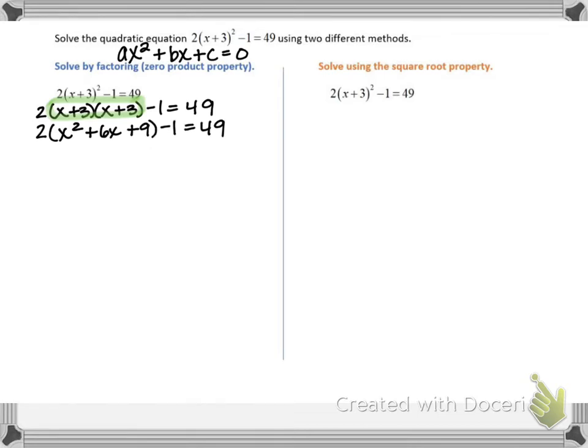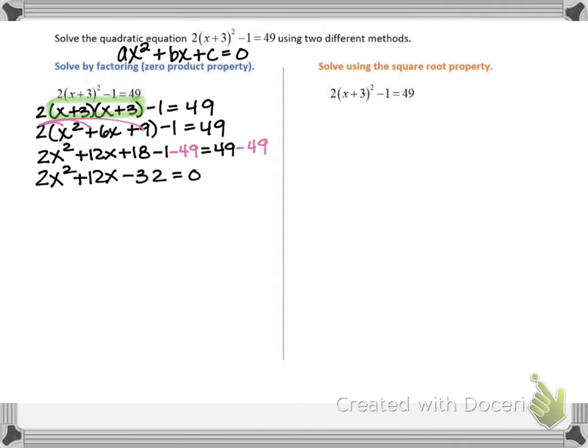And my next step is going to be to distribute 2. So that's going to give me 2x squared plus 12x plus 18. Now, at the same time, I'm also going to subtract 49 from both sides because remember, to get my equation in standard form means I want it to be set equal to 0. So after I simplify, I will get 2x squared plus 12x minus 32 equals 0. After I combine all those constants, I get minus 32.